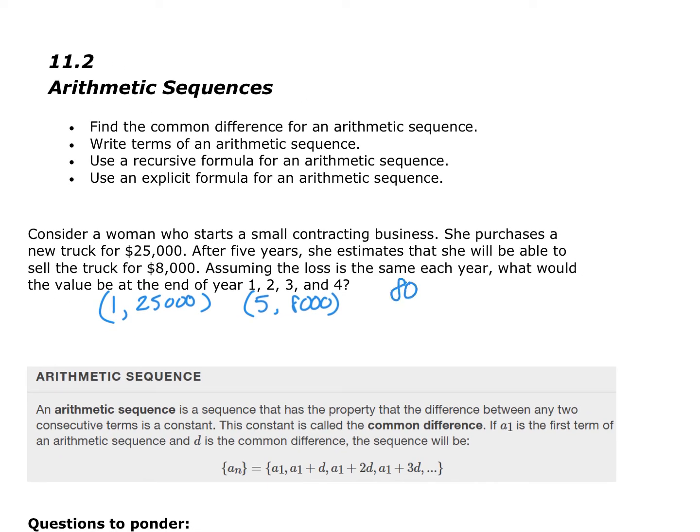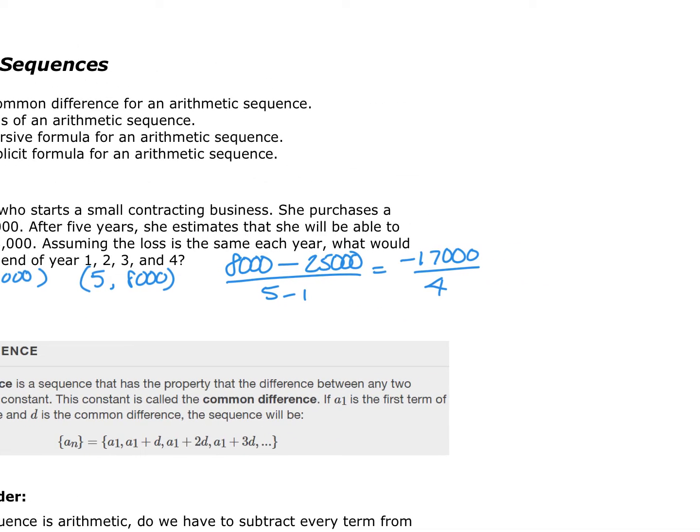So I have 8,000 as my ending point after 5 years, and 25,000 as my beginning point at the end of the first year. And then I'm going to have 5 minus 1. So I have negative 17,000 divided by 4. And this is going to tell me how much it is depreciating each year. So 17,000 divided by 4 gives me 4,250. So each year it's going down negative $4,250. So A sub 1 is 25,000.